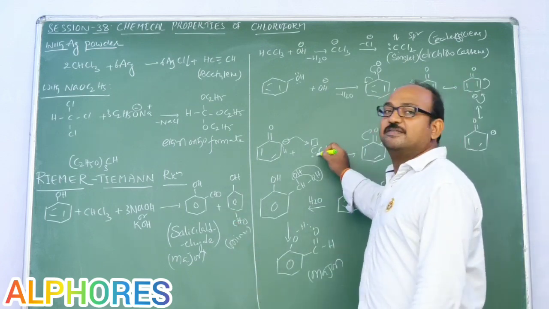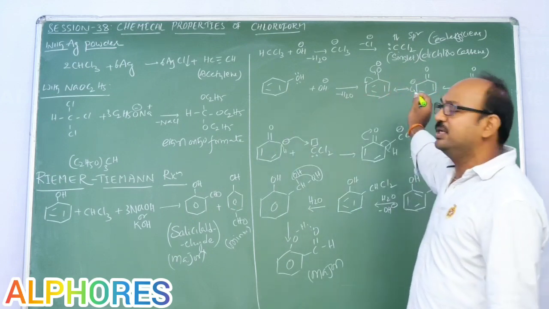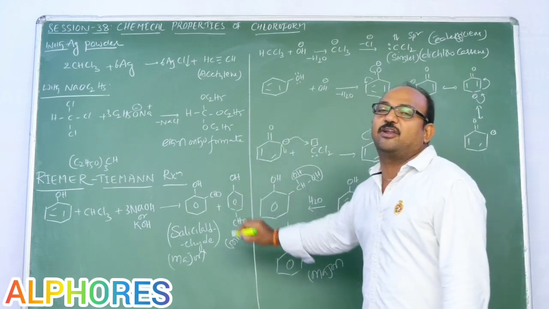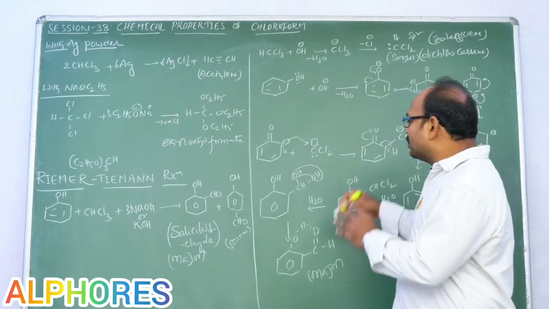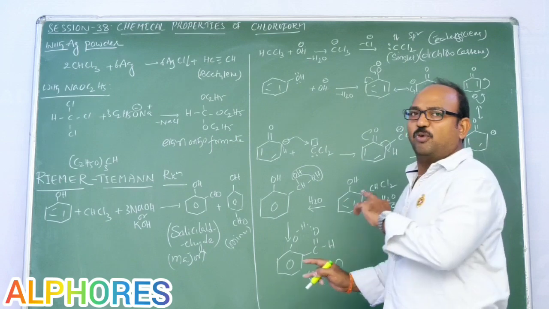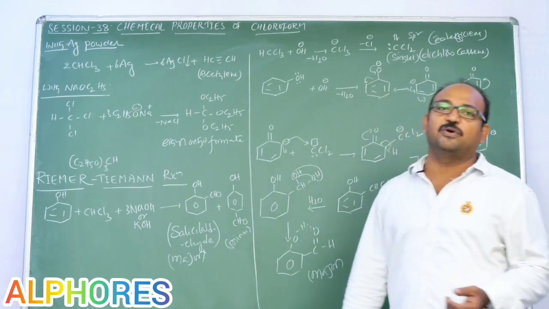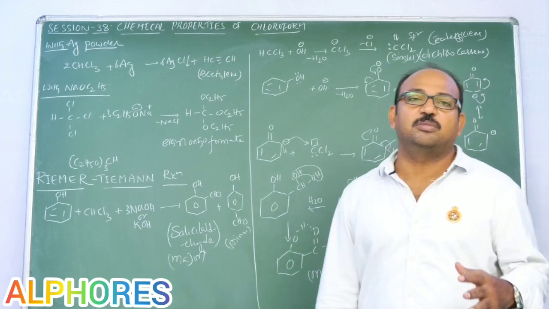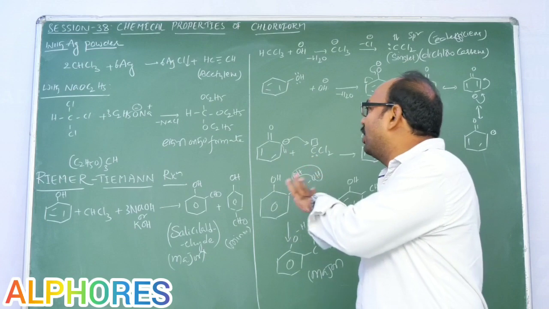Here in this case, if CCl2 minus attacks the para position bearing the negative charge, then you get para-hydroxybenzaldehyde. So the formation of ortho and para hydroxy products is the same, but ortho is major because of intramolecular hydrogen bonding, whereas in the case of para, we cannot notice such intramolecular hydrogen bonding.